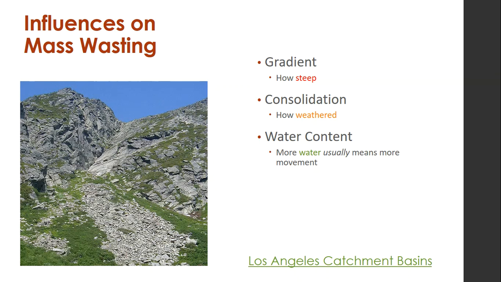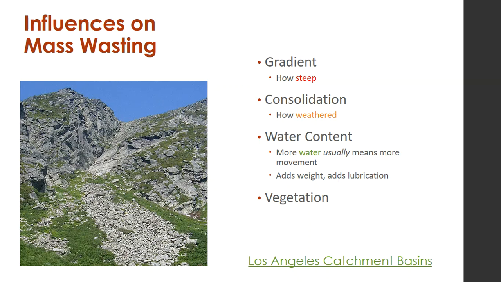So in Los Angeles, they have catchment basins in order to collect things that roll downhill so that they don't disturb people's houses, because sometimes the stuff that's coming downhill can be quite large and quite destructive. So again, the water content adds weight and adds lubrication. It makes it heavier and it makes it easier to move.